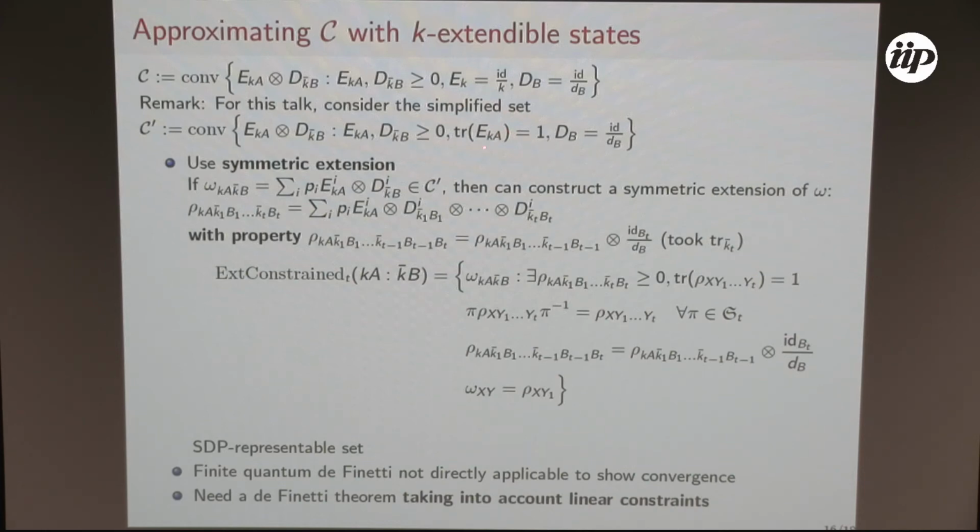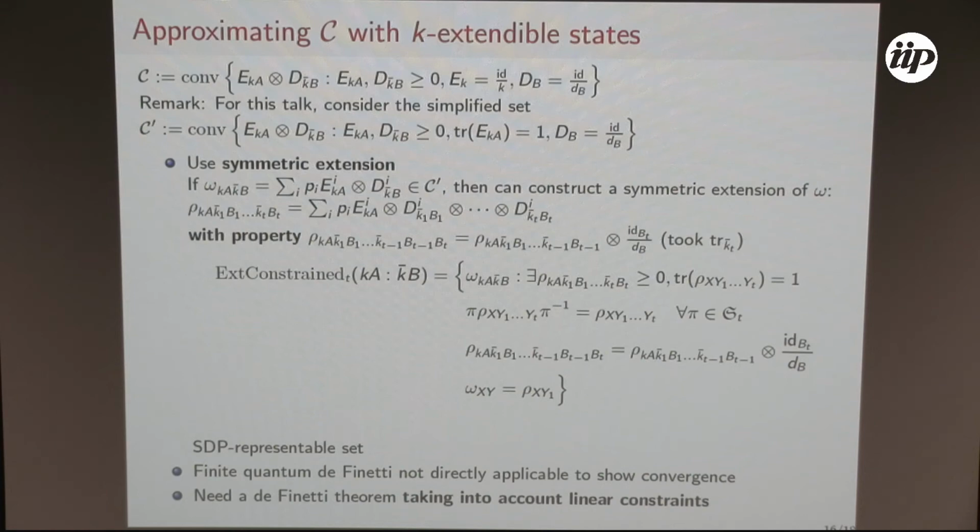For one of them, I just put that the trace is equal to 1, just normalized. But the other, I leave the constraint that the marginal is identity. This is just because otherwise the notation will be very hard to read. It's already not so easy. Okay, so now I want to approximate this set.